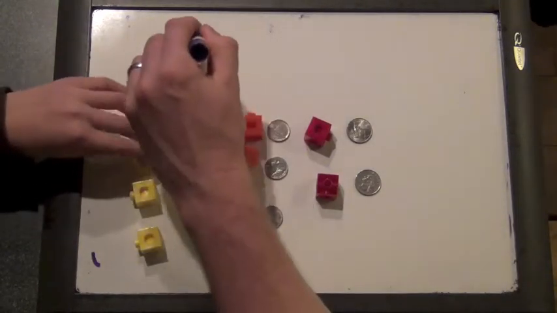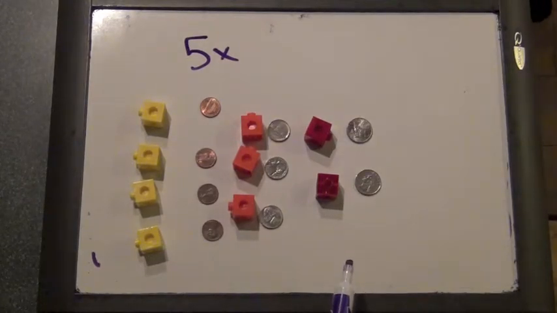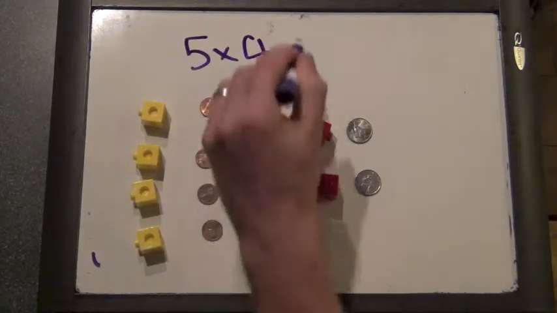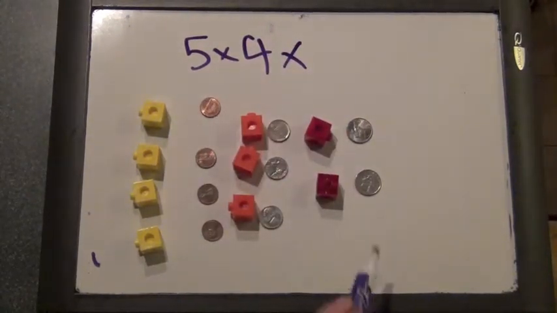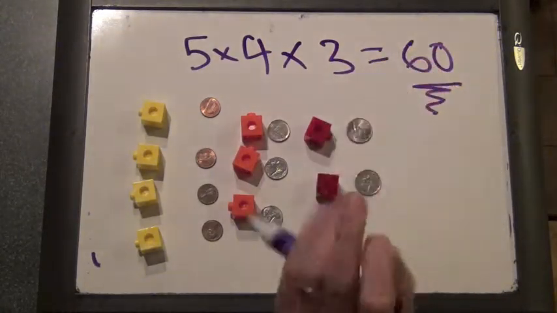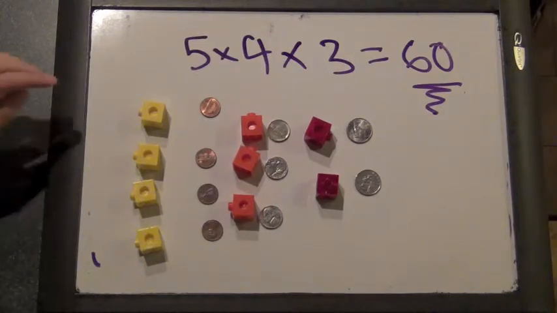I have 5 choices for the pennies. How many choices do I have for the nickels? You have 4 choices, because 0, 1, 2, or 3. How many choices do I have for the quarters? You have 3. Now this is 60, and there's 2 problems with this being the answer. What's one of the problems?